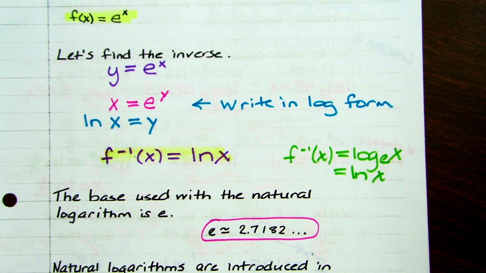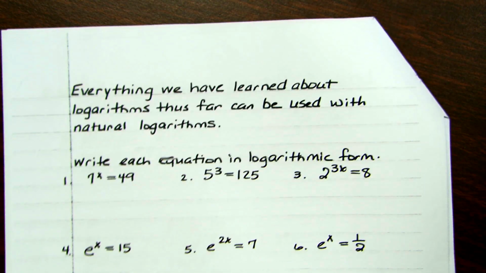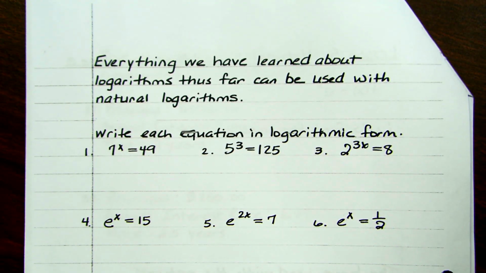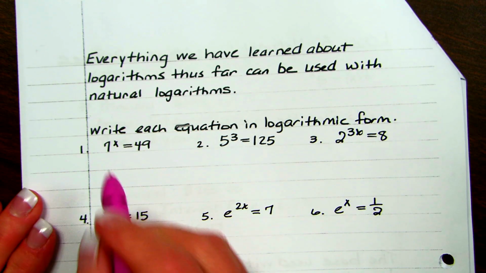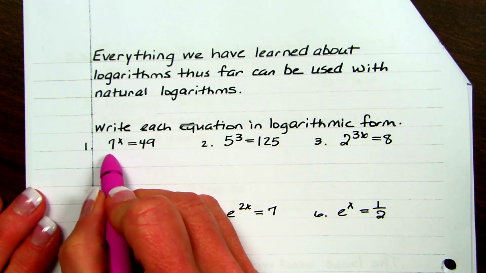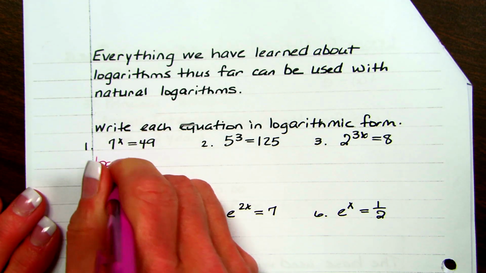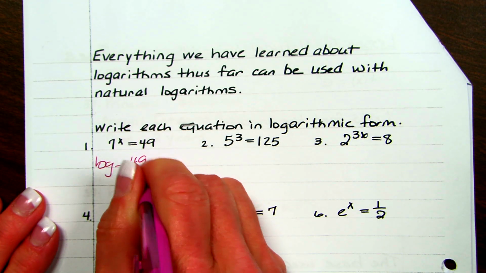So the first thing we're going to do is practice writing between the exponential and log form, which is what we just talked about when we were solving the equations in lesson 4. So this is kind of a review of everything that we've been doing since lesson 2. All right, so practicing writing in log form. 7 to the x equals 49. 7 is the base, so that would be log base 7 of 49 equals x.